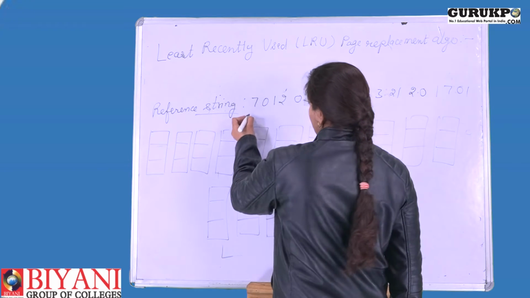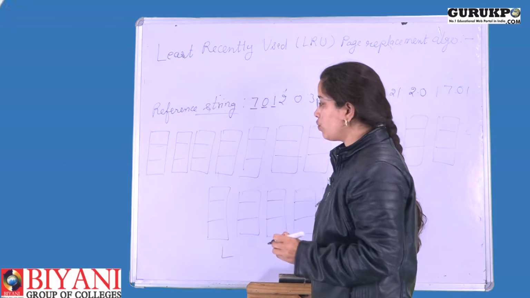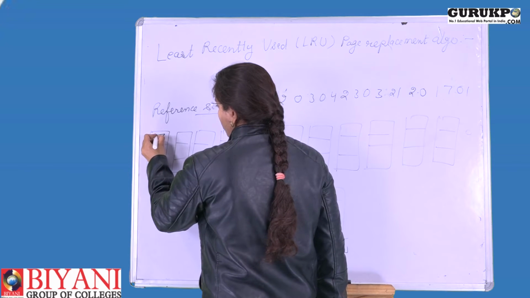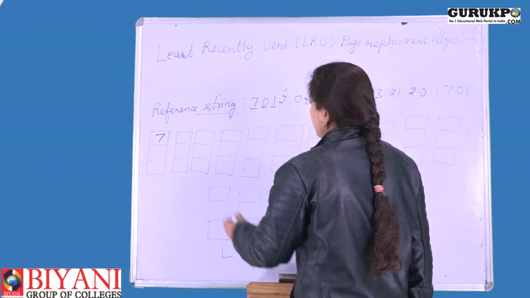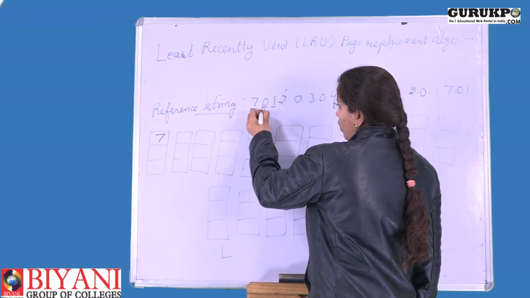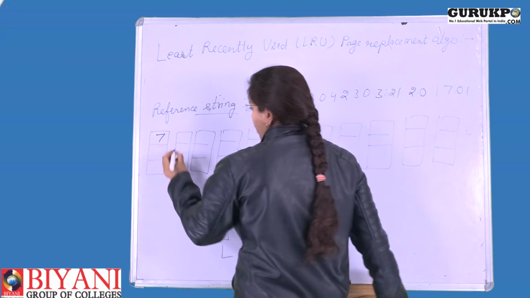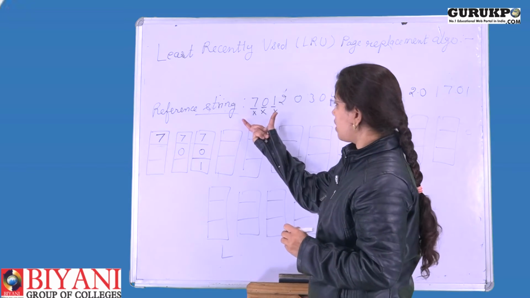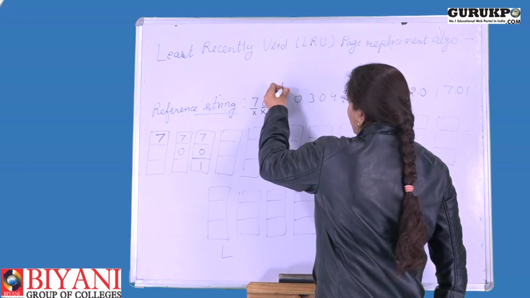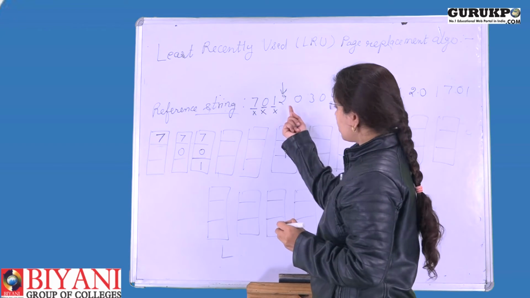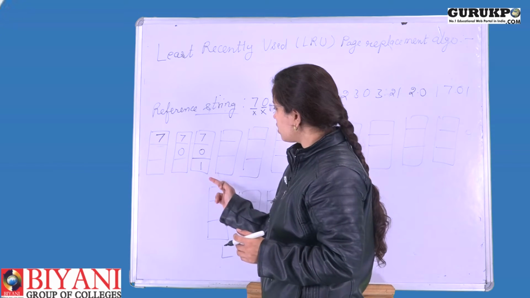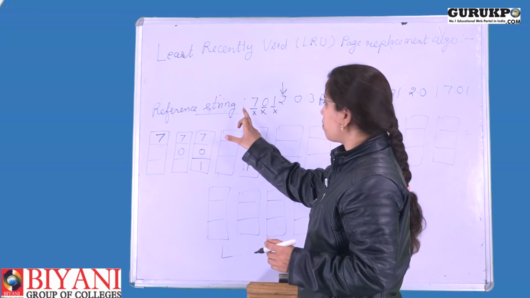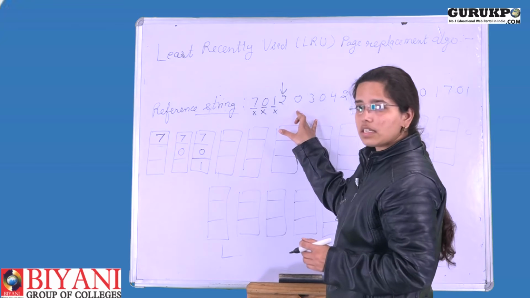First of all, we don't have any page available in memory, so we just load page 7, and a page fault occurs for page 7, page 0 and page 1. For all these pages a page fault occurs and they are loaded one by one. Then we come to page number 2. What is the requirement? We see that 2 is not available here. In that case we check which page needs to be replaced, because this is the least recently used page replacement algorithm.